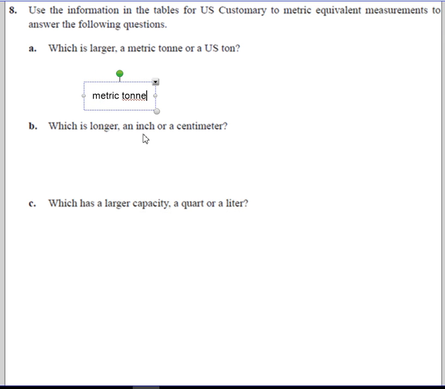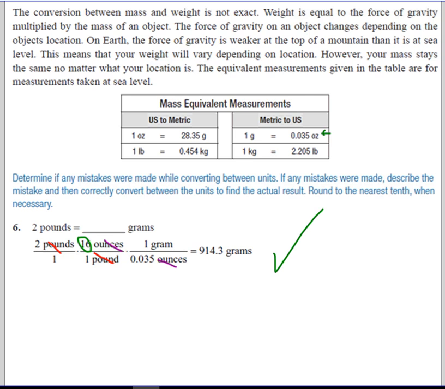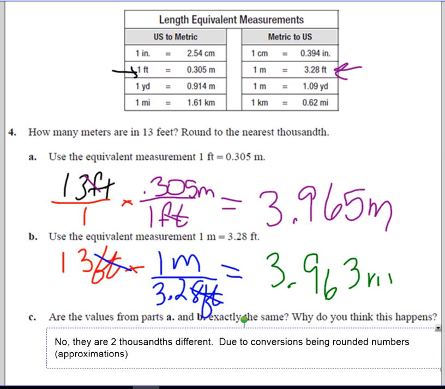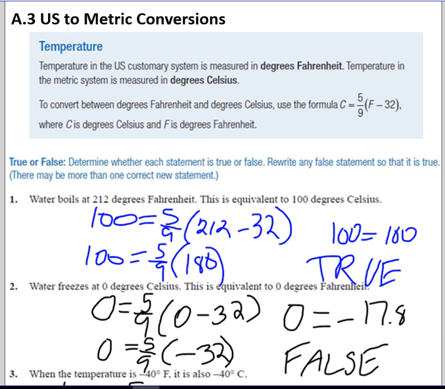Which is longer, an inch or a centimeter? It takes more centimeters to equal 1 inch, so the inch is bigger. And what has larger capacity? The quarts or the liter? And it is the liter. And again, you can look at your conversions to be able to answer those. So again, those were all through our lesson.